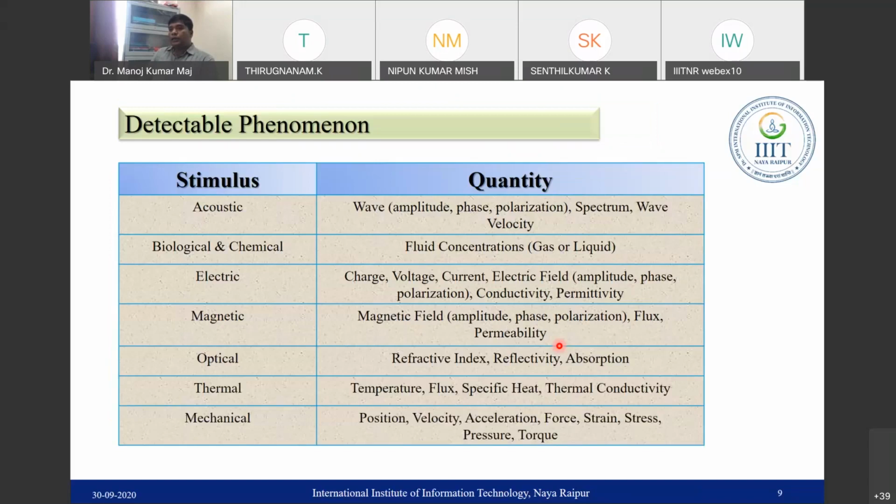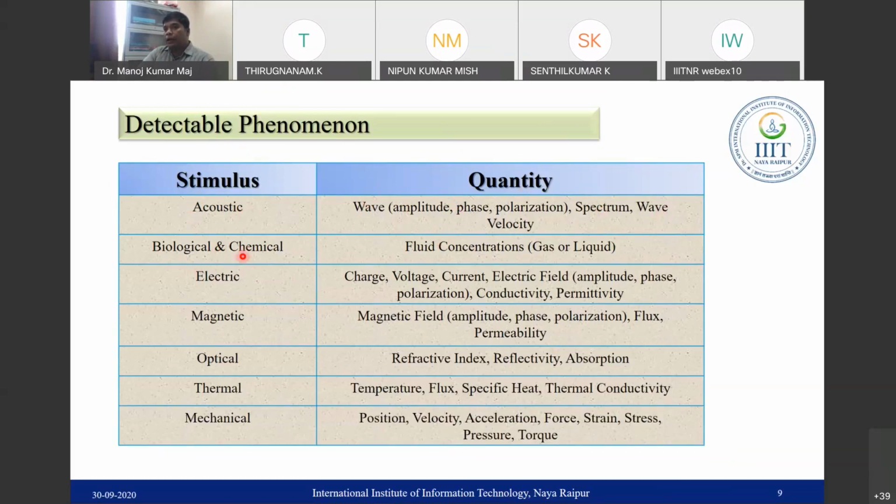So detectable phenomena. So these are some of the phenomena where actually we have to measure which kind of quantity. So mainly we can see that if we are using the sensor in a kind of acoustic, we have to actually quantify the sensor in terms of the wave. So in the wave, that is the amplitude, phase, the polarization, the spectrum, and wave velocity. So these factors will be quantified.